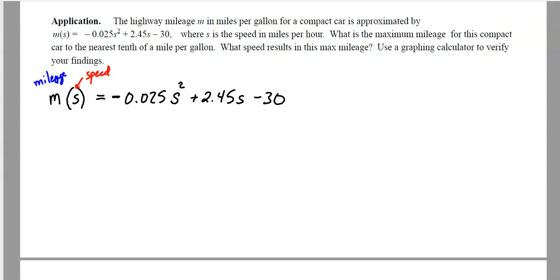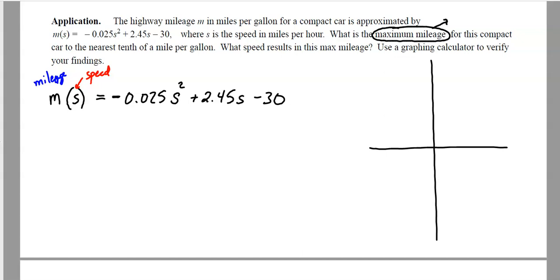So if we think about a graph, and I'm not going to try to graph this perfectly because these numbers are kind of big, but it says, what is the maximum mileage for this compact car to the nearest tenth? So, maximum mileage. What they're wanting is they're wanting me to find the maximum y value. All right, so how do I find a maximum y value? Well, I think I need to get the vertex. So we need to figure out what the vertex is. If I can find that vertex, that'll help give me a maximum.